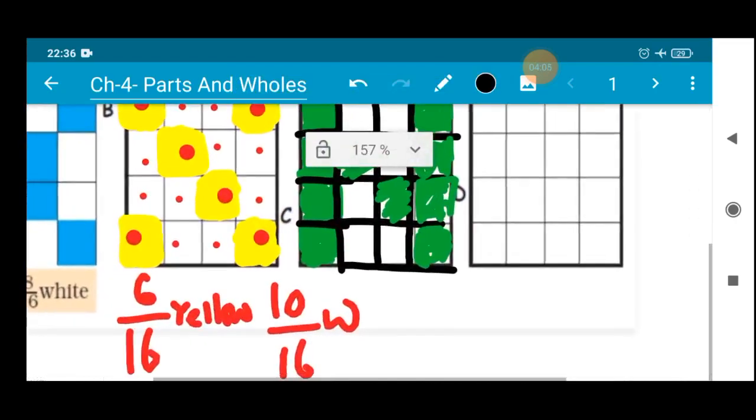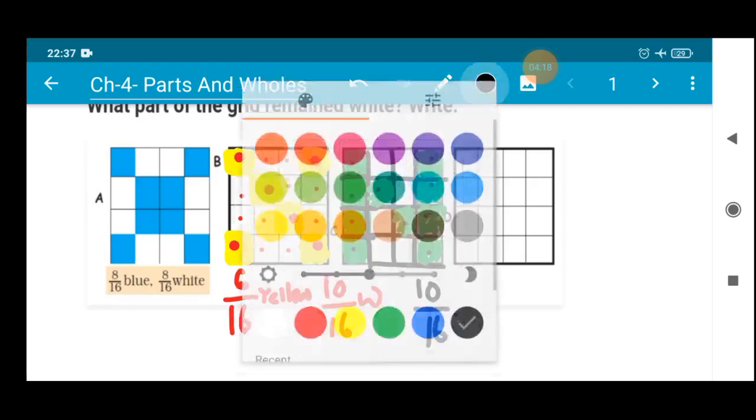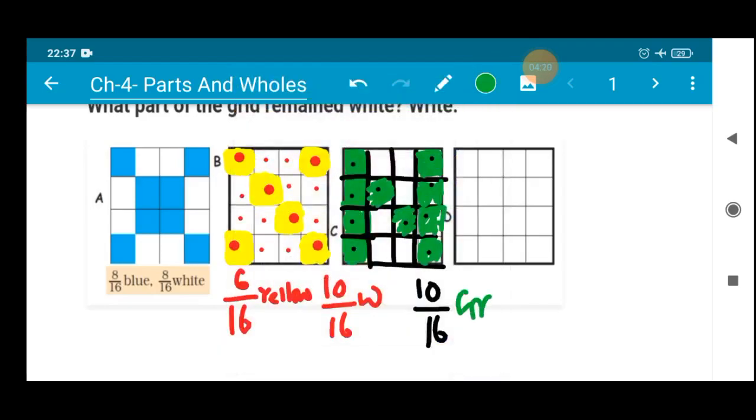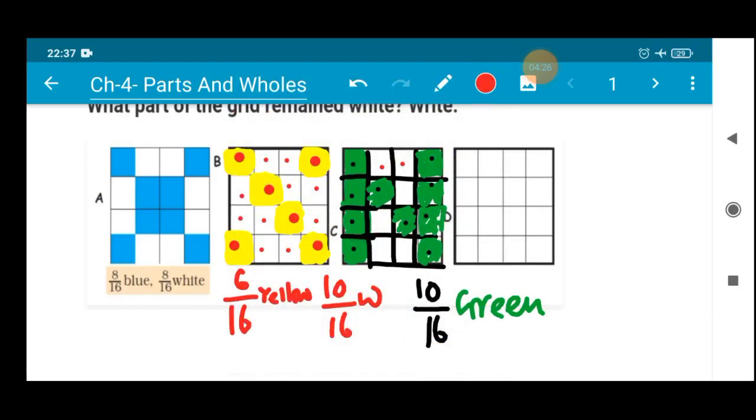Okay, now let's count how much part you have colored and what part is remaining. So 1 2 3 4 5 6 7 8 9 10. So out of 16, 10 is green, and how many are white? 1 2 3 4 5 6. So 6 by 16, that is out of 16, 6 parts are white.